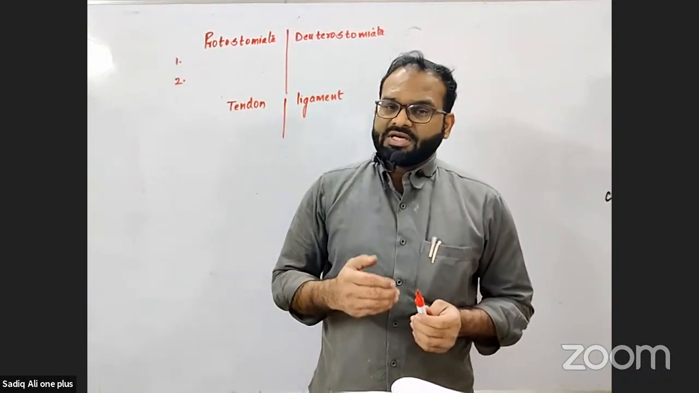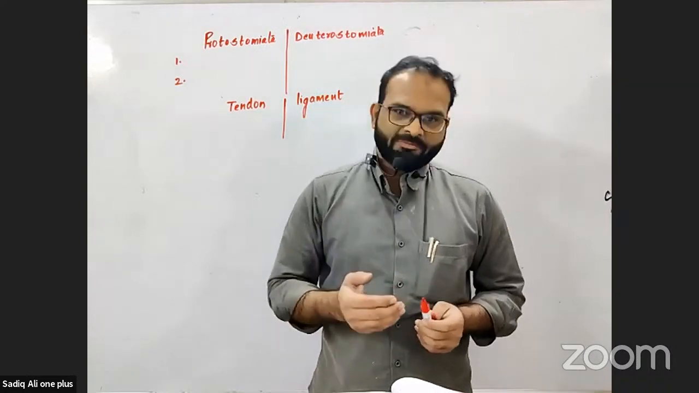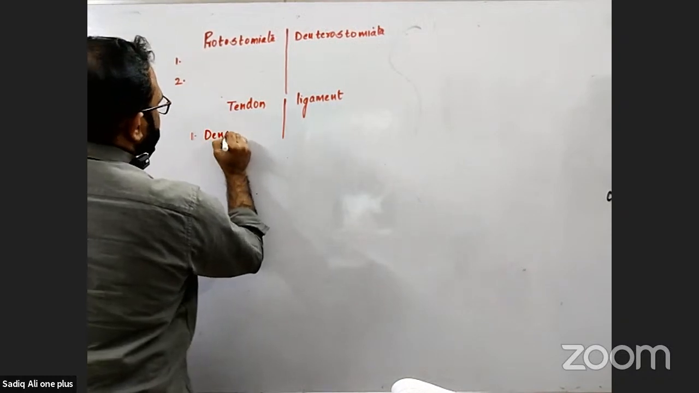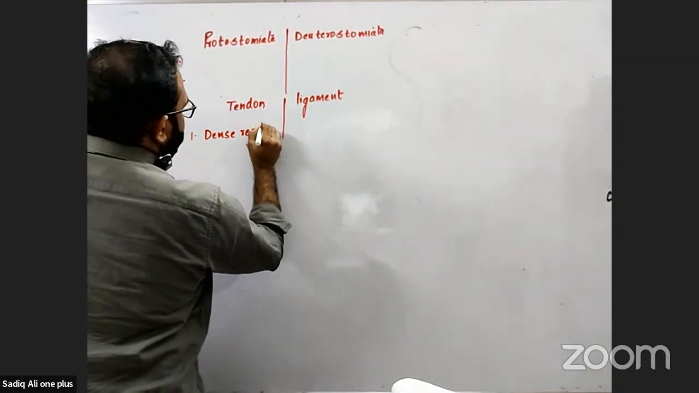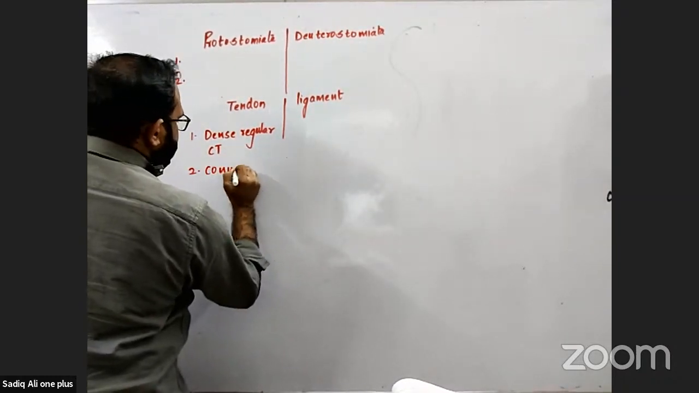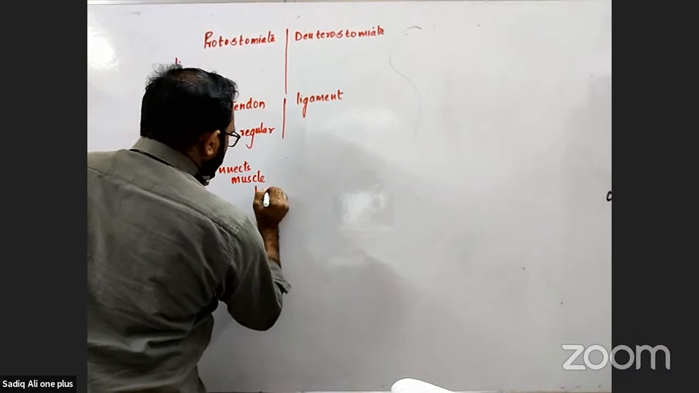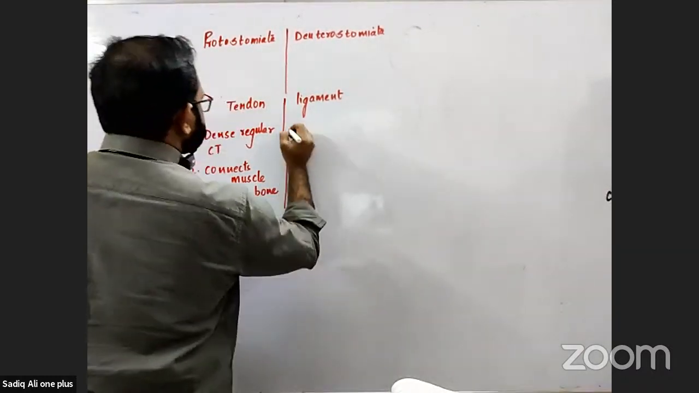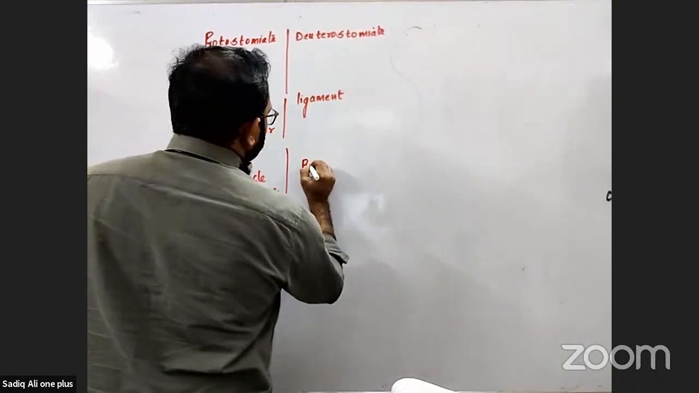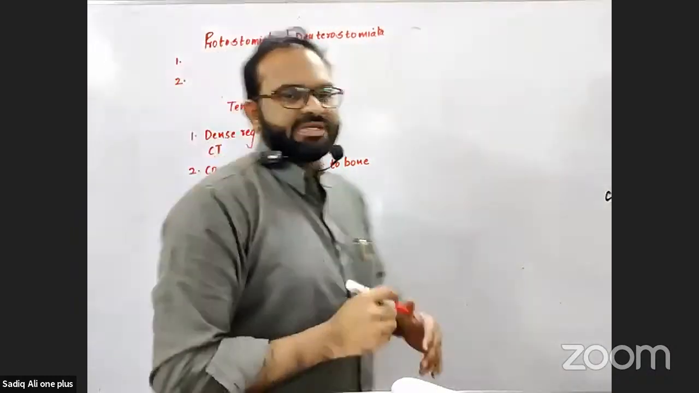So what is tendon? It is a type of dense regular connective tissue which connects muscle to bone. That is called tendon. So here the points: dense regular connective tissue, and another point, connects muscle to bone. Same like that, here ligament is also dense regular connective tissue. This connects, important point, bone to bone. So this is enough for fetching 100% marks.